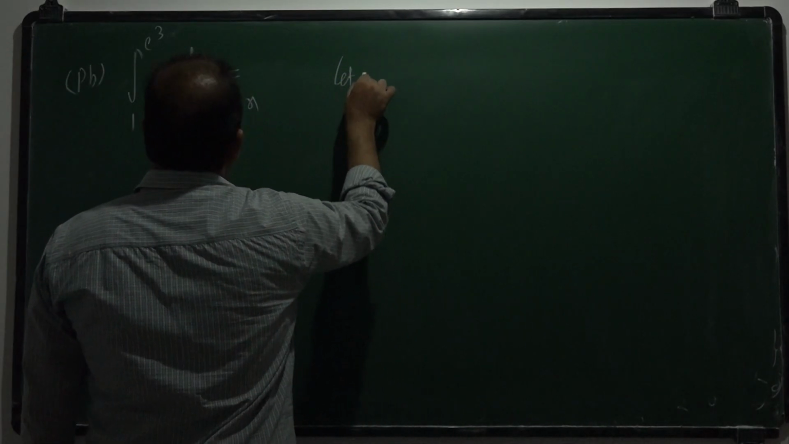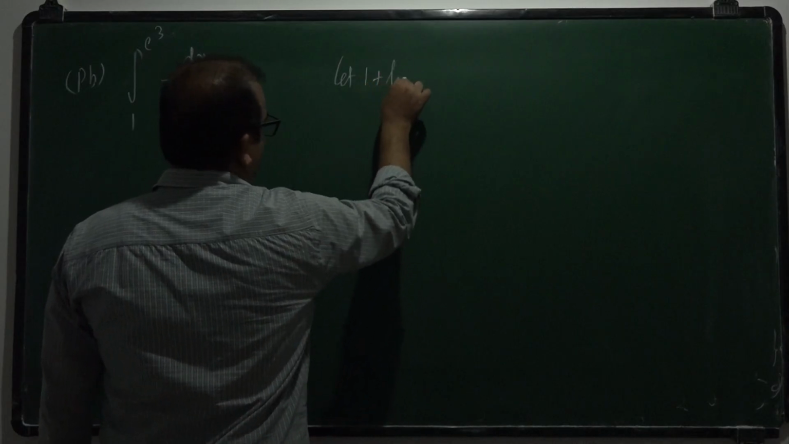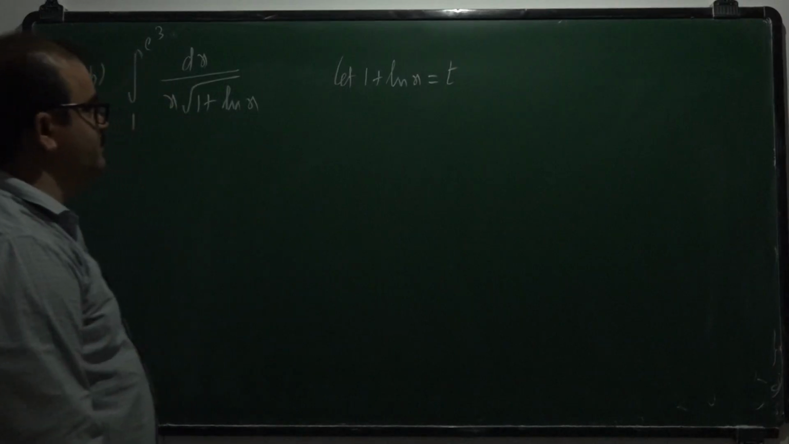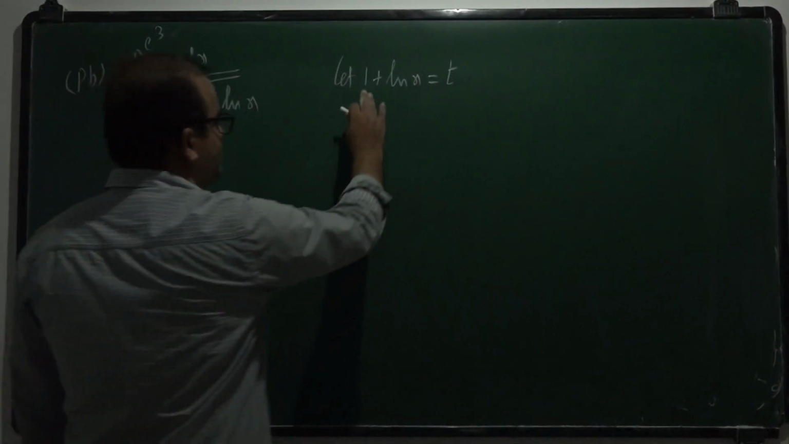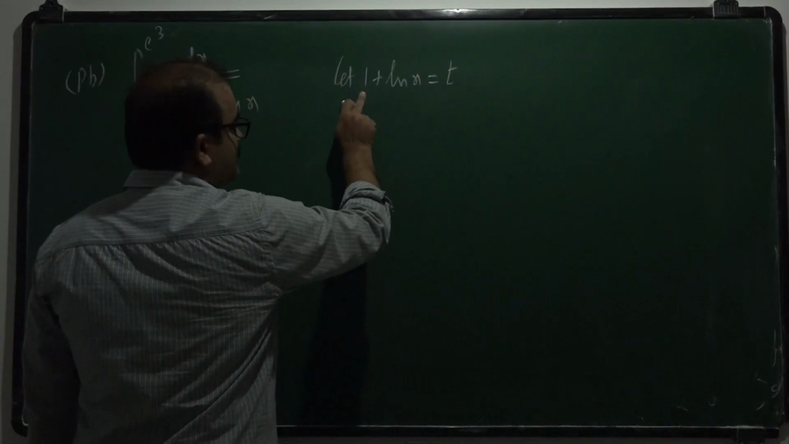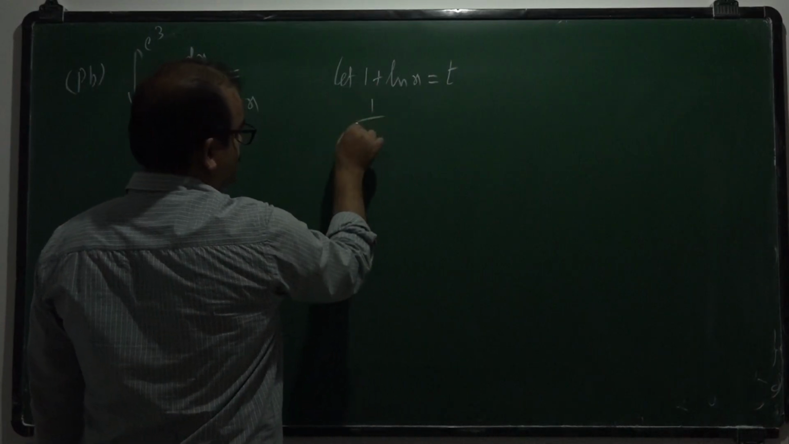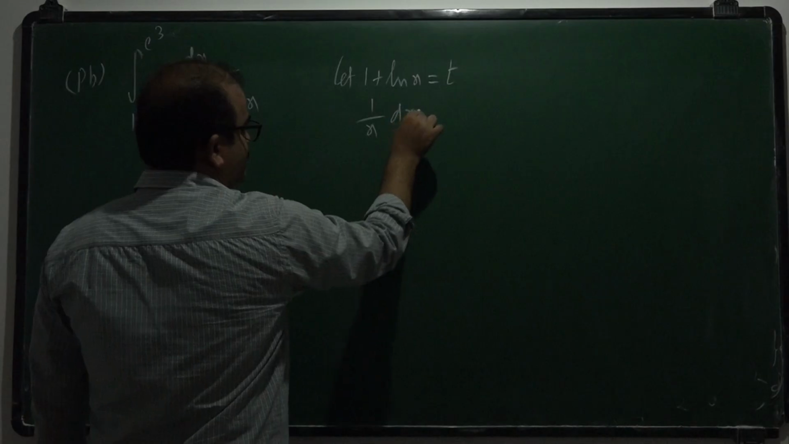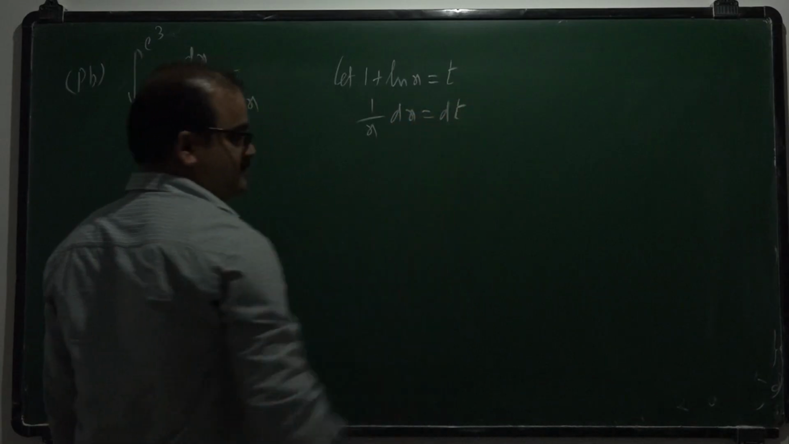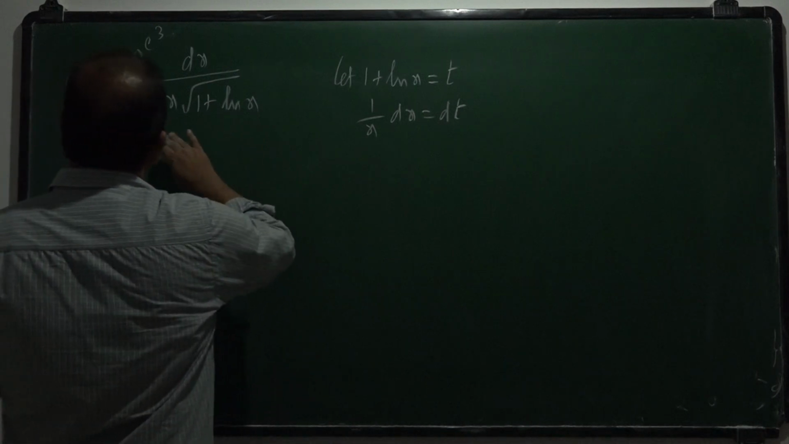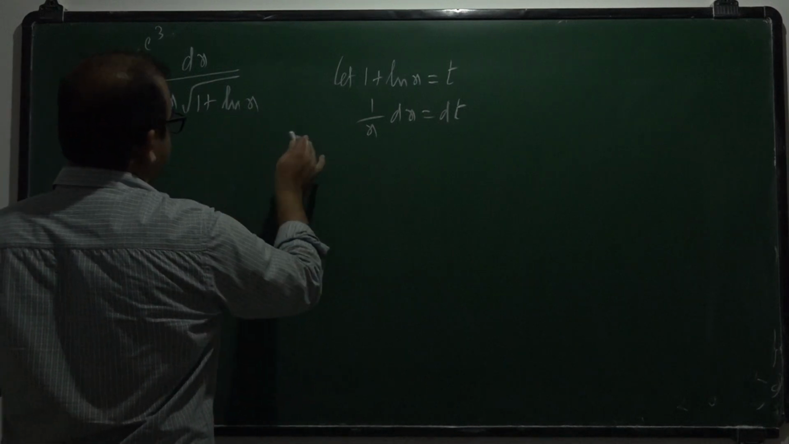Let 1 plus ln x is equal to some t. Taking derivative on both sides. Derivative of 1 is 0. Derivative of ln x is 1 by x. dx by x is equal to dt. Now change the limits also.